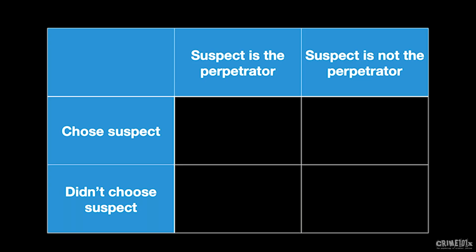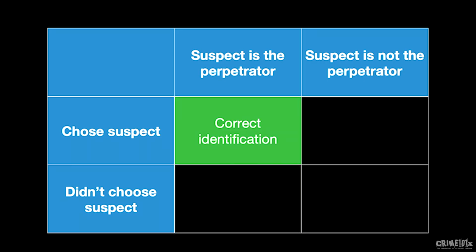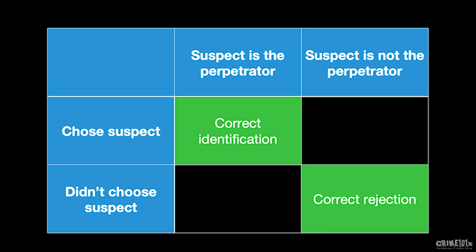To consider this question, let's look at the 4 possible outcomes to a lineup. These 4 outcomes can be described in a 2x2 contingency table. 2 of the outcomes are good. There's a correct identification or correct hit, where the suspect is the criminal and the eyewitness correctly identifies them as the criminal in the lineup. There is a correct rejection, a correct negative, where the suspect in the lineup is innocent and the eyewitness correctly does not identify them as the criminal.